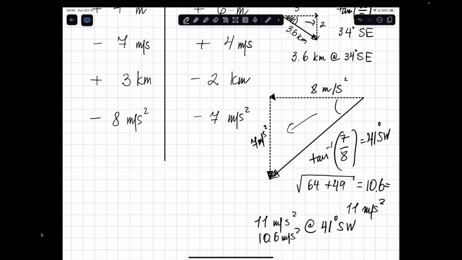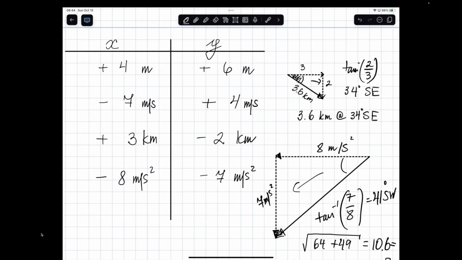All right, that's how you do it. If you have components, doodle them, use the Pythagorean theorem for the magnitude, and then inverse tangent, opposite over adjacent, for direction. That's how you do it.